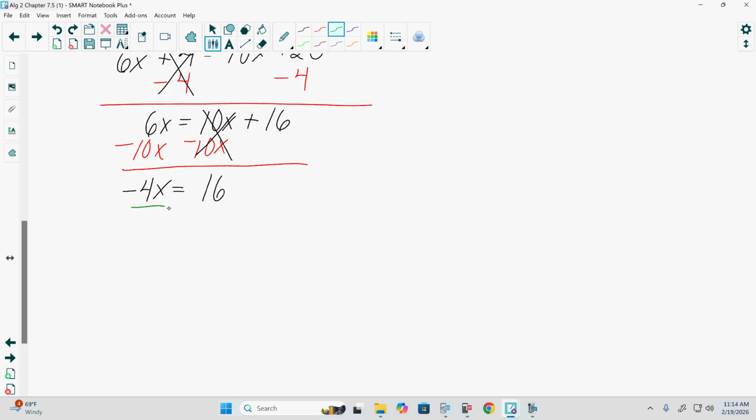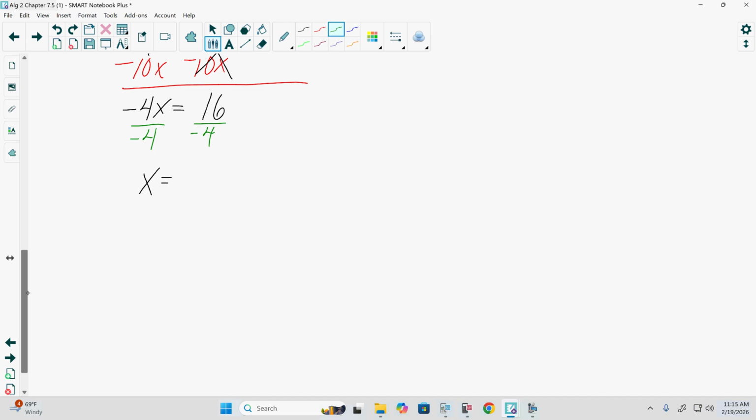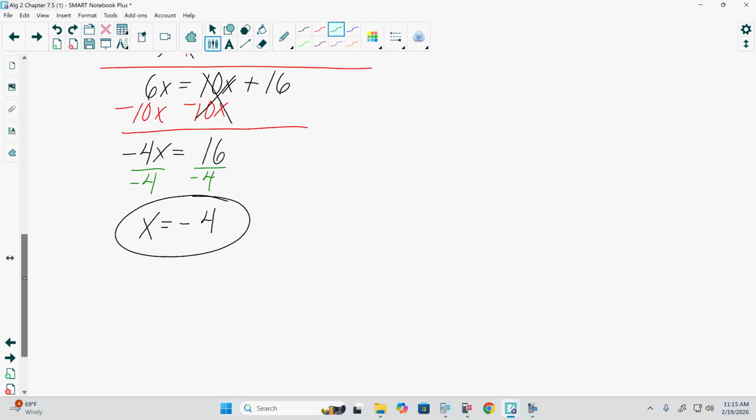Now we would divide. Because once we get all the variables that we want on one side, number on the other, we can divide by the number in front of the variable. In this case, would be dividing by negative 4. 16 divided by negative 4, positive divided by negative is going to be negative. 16 divided by 4 is 4. Telling us that x is equal to negative 4.